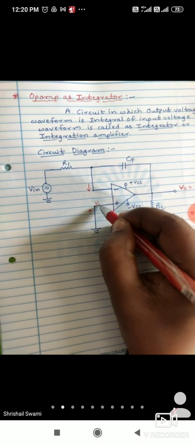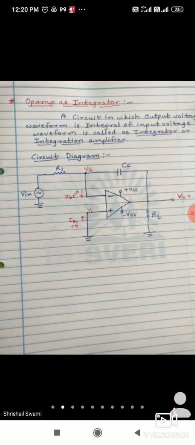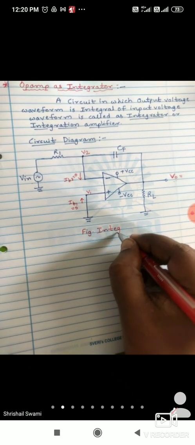Now according to the virtual ground concept, the voltage difference is always 0, or the potential at V1 is the same as the potential at V2. That is the virtual ground concept. Now the IB1 current is 0 and the IB2 current is also 0. That we already know, that input bias currents are both 0 for the ideal op-amp. This is the figure of the integrator using op-amp, or op-amp as an integrator, you can write like this.